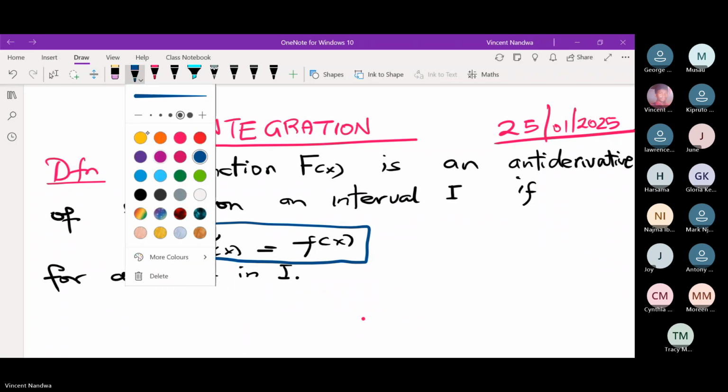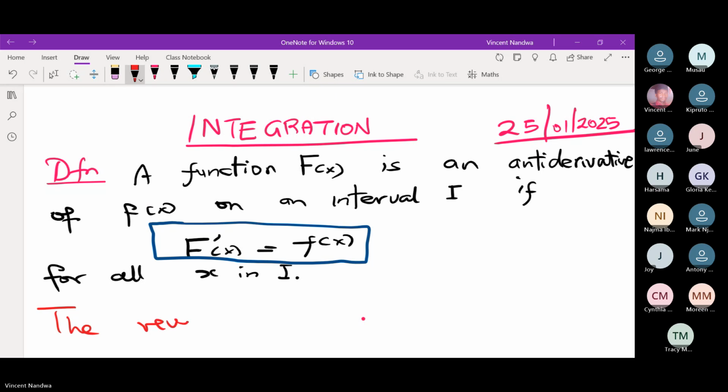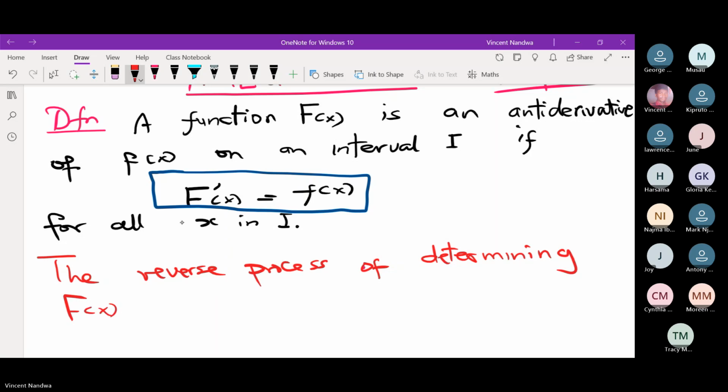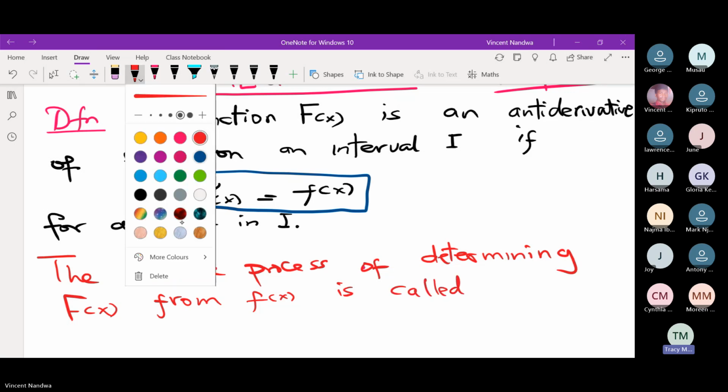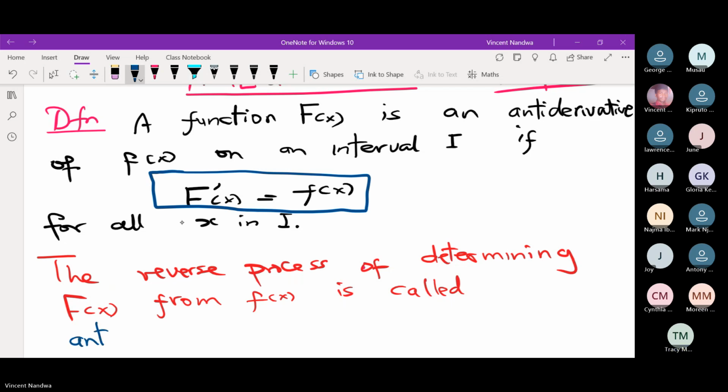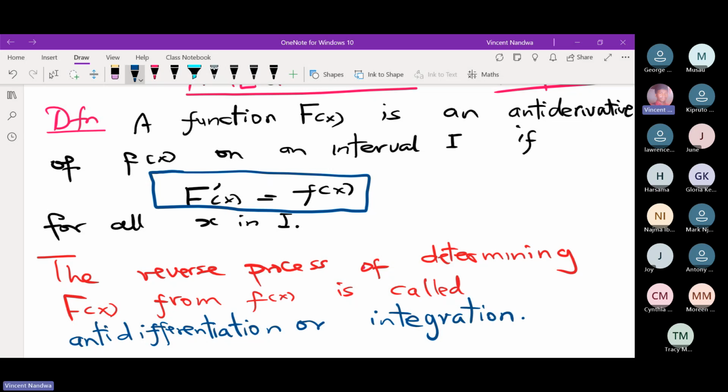So the reverse process of determining or computing capital F of x from f of x, the reverse process of finding the antiderivative of a function, is what we call integration.